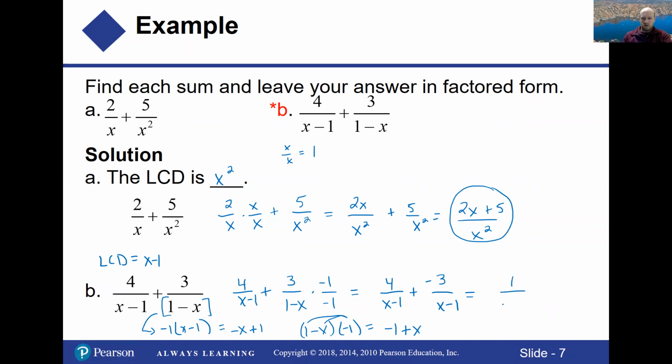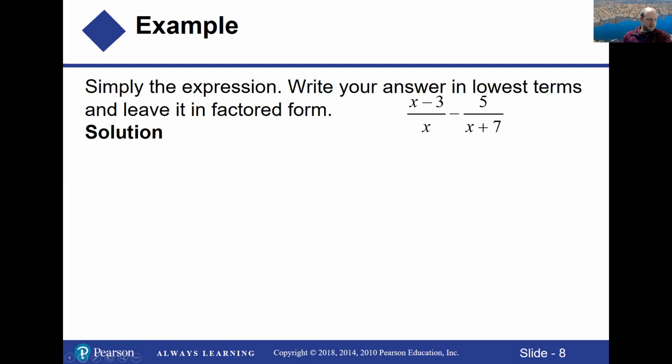So that's 1 over x minus 1. And that is your answer there. All right, let's do a few harder ones here. So simplify the expression, write your answer in lowest terms and leave it in factored form.